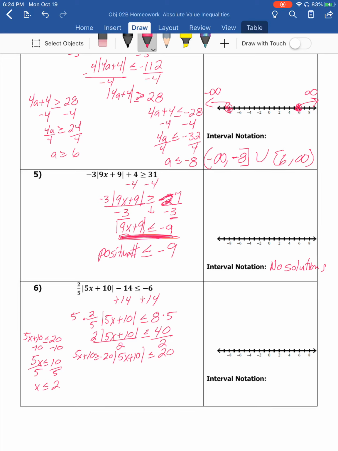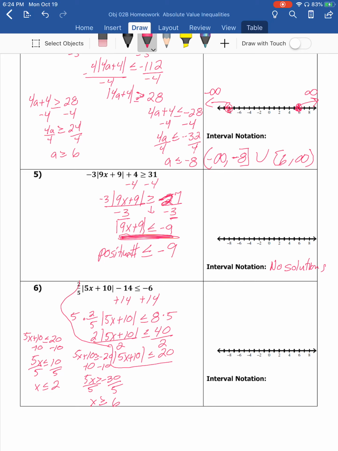Do the same thing here, and I know this is kind of running into things, so I'm just going to subtract 10, subtract 10. 5x is greater than or equal to negative 30. Divide by 5, divide by 5. I'm dividing by a positive 5, so I don't have to switch the symbols. I know that there's a negative there that can be confusing. Greater than or equal to negative 6.